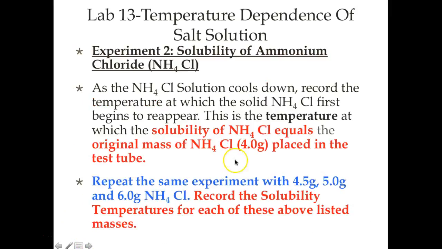For ammonium chloride, your starting point is 4 grams, and then in the next sets you go to 4.5, then 5, and then 6. Again, record the solubility temperatures for each of these corresponding masses.